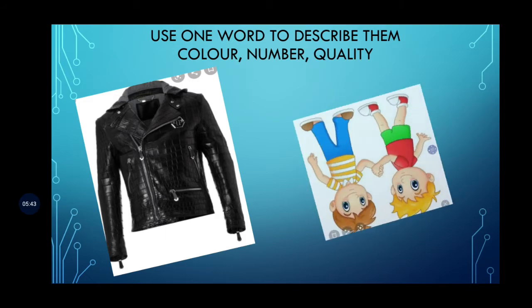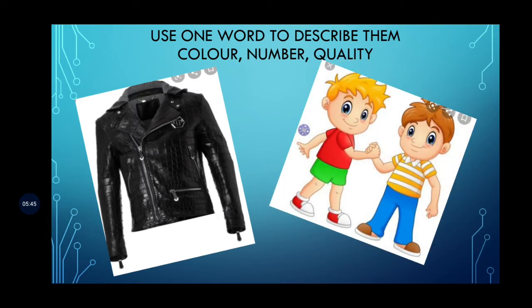Now let's look at this picture. These are two boys. Two boys you can see in the picture. So two is an adjective, boys is a noun. So you're describing boys with two. Two is a number, so two is an adjective.